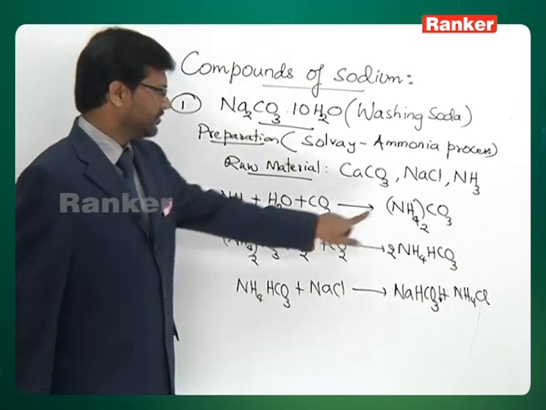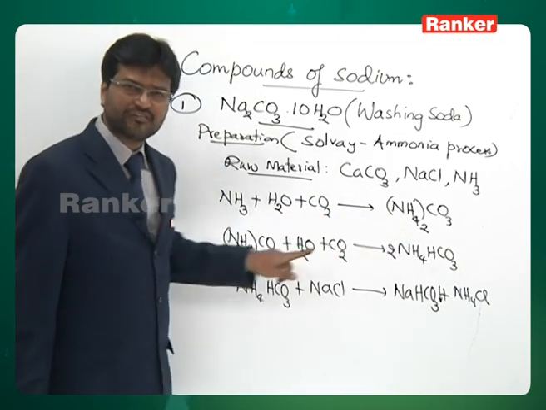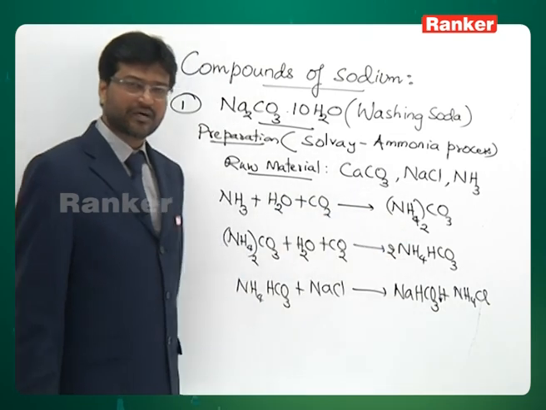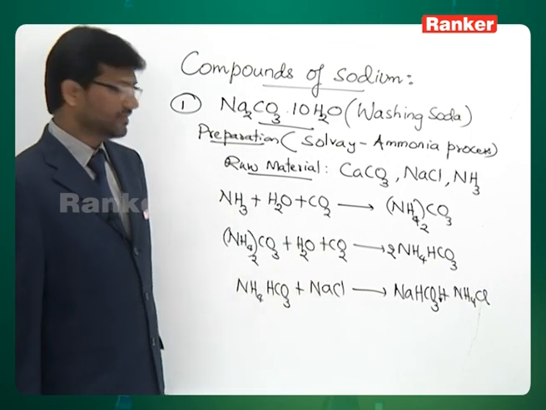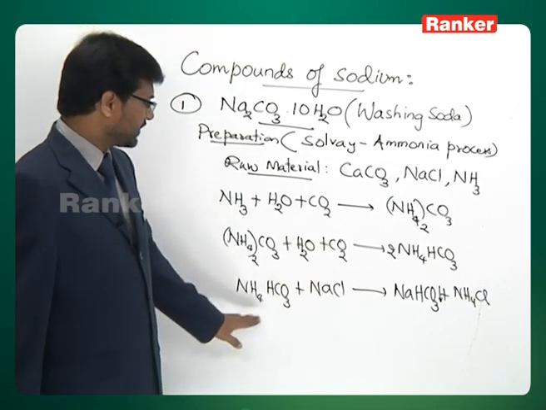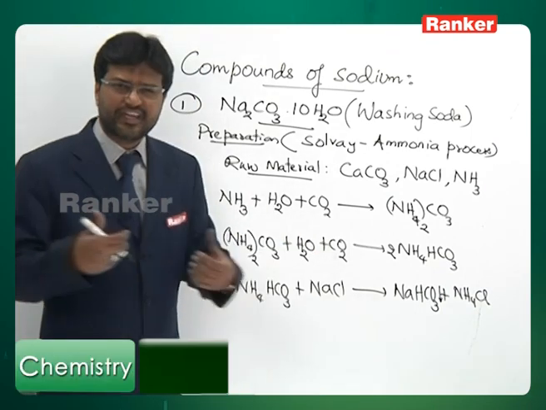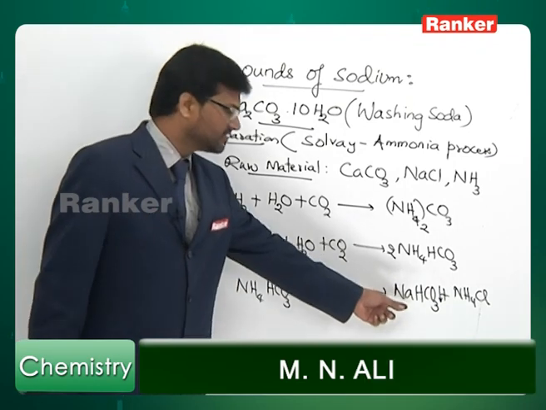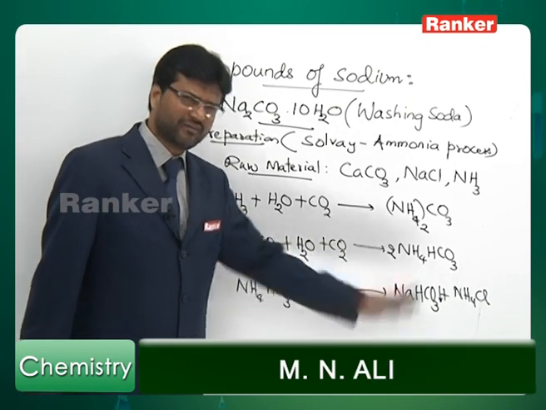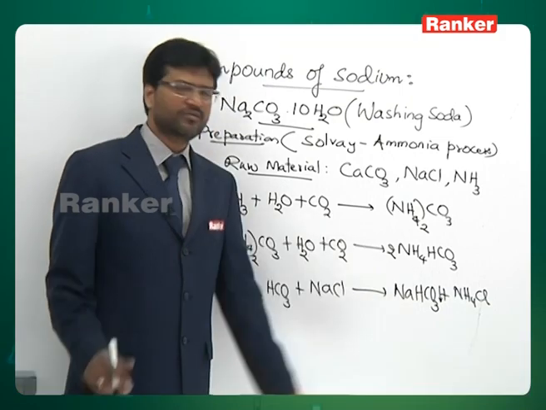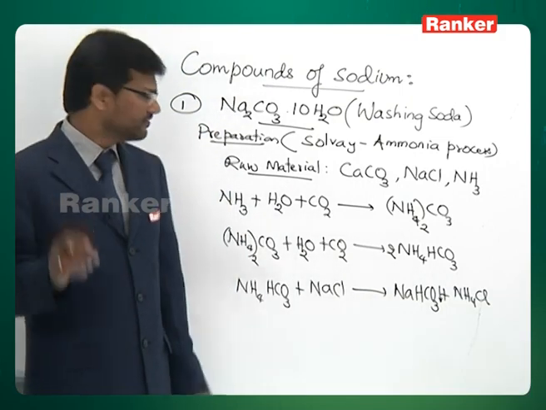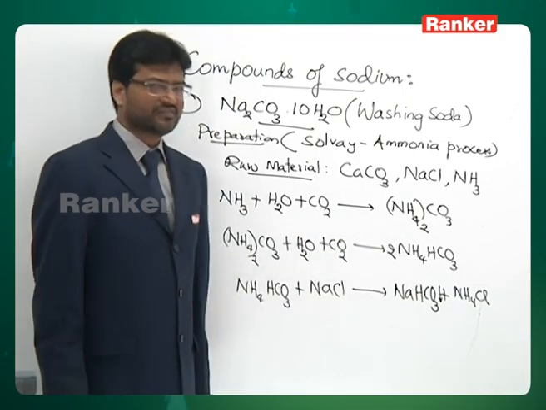Ammonia and carbon dioxide react to give initially ammonium carbonate, which changes into ammonium bicarbonate on further passing carbon dioxide. And then the ammonium bicarbonate and sodium chloride exchange ions and you get a less soluble sodium bicarbonate. That becomes the driving force for the reaction. The low solubility of sodium bicarbonate is the driving force for this reaction to take place in the forward direction.